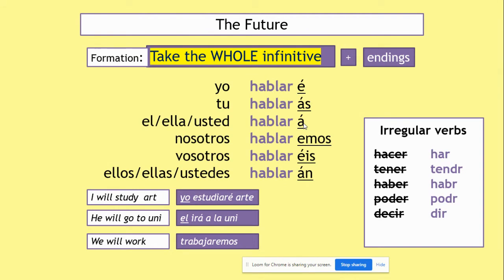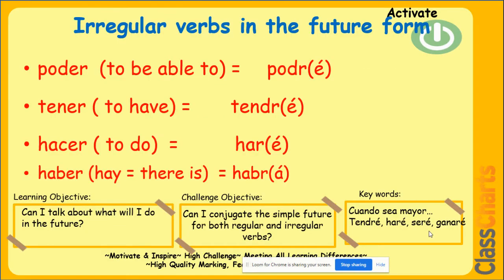Poder is to be able to. So if I want to say I will be able to, I will use podr and then an é at the end. Okay, and the verb decir is to say. If I want to say I will say, I'll say diré. Okay, we're going to do lots of practice now, so don't worry if you feel a bit confused about it, but I will make a note of those irregular verb stems because you will need them. Okay, right, so let's get on with the practice.